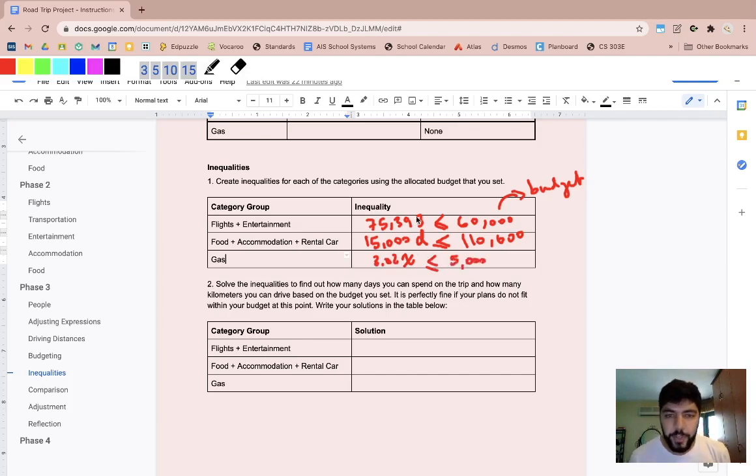Okay, and so you'll have three inequalities, two of them with variables, one without, and then you're going to solve them. So for flights and entertainment, it's basically going to be the same thing that you had up here. For the other two, you're going to solve for D and X respectively. So here, your answer should be D is less than or equal to something, and then X is less than or equal to something, okay? Based on you solving this inequality. If you forgot how to solve inequalities, refer back to the videos about solving inequalities. Okay, let me get rid of this.